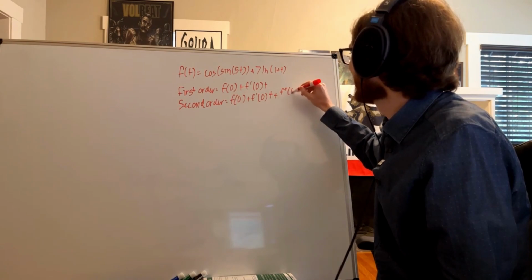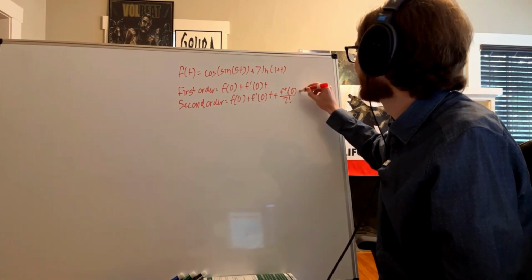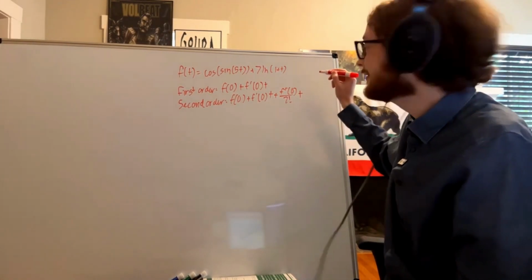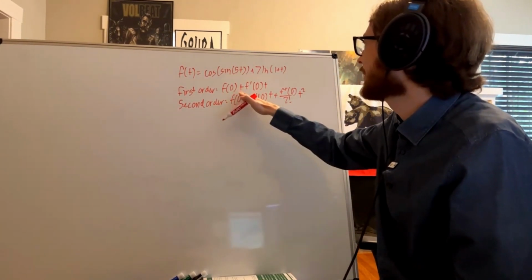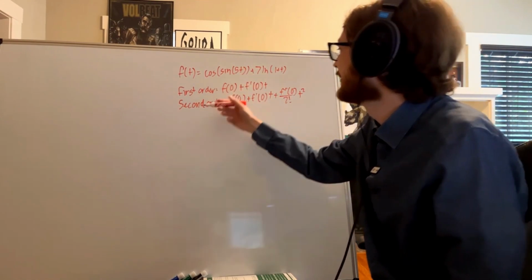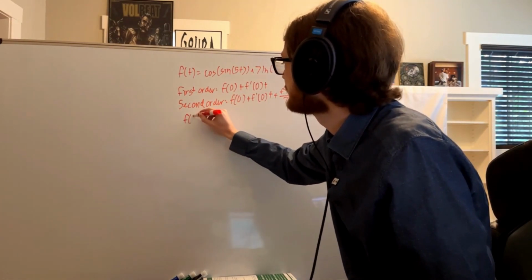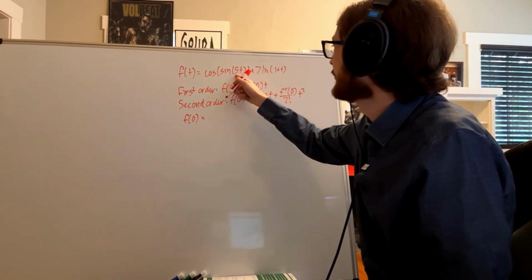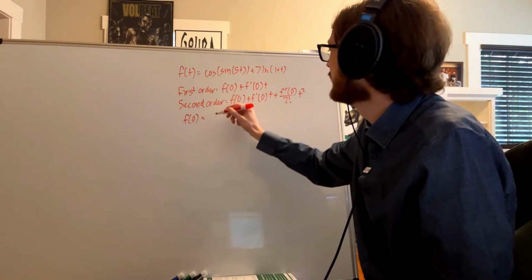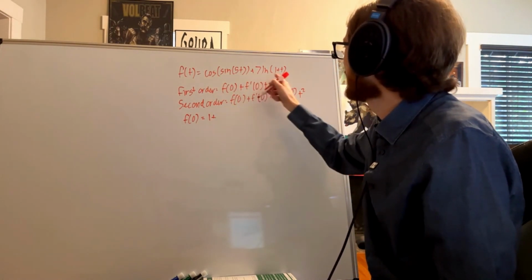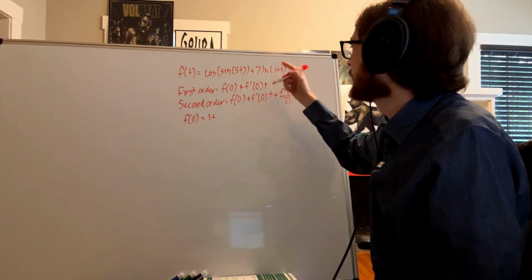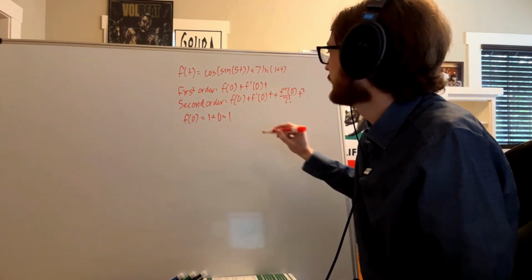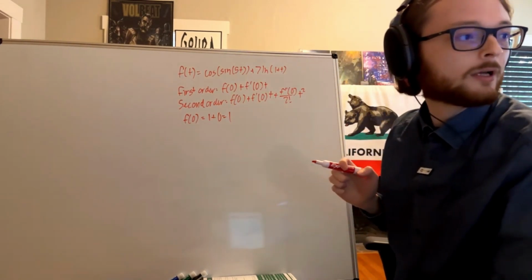f double prime of 0 over 2 factorial t squared. Okay, there. So f of 0, we could just plug in 0 to here. Sine of 0 is 0. Cosine of 0 is 1. So 1 plus ln of 1 plus 0 is ln of 1. ln of 1 is 0. So we get 1. So that's actually our first term done.